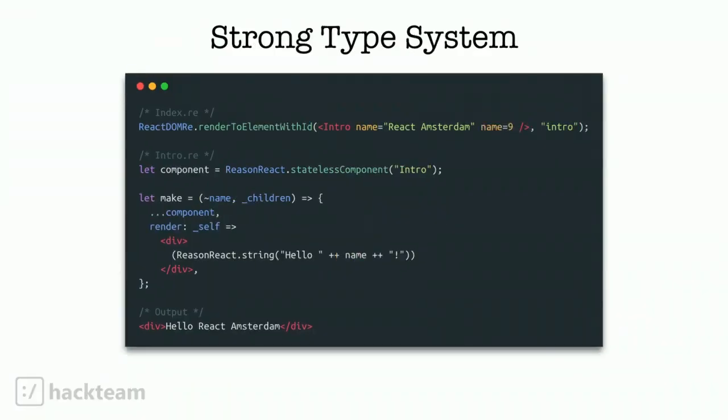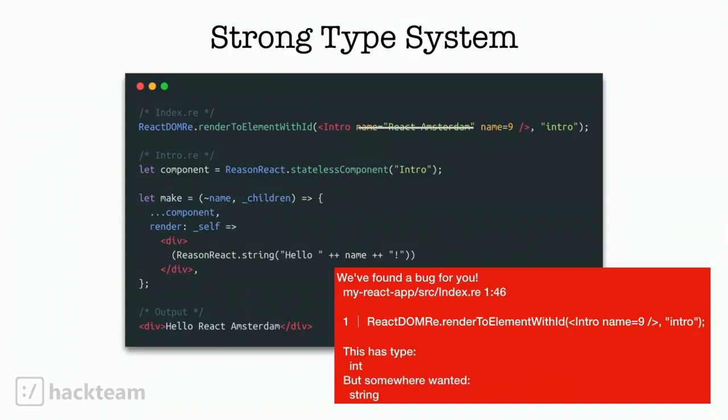So if we want to demonstrate the strong type system of Reason, we can easily do this just by changing our prop. Our prop used to be a string called name, ReactAmsterdam, and now we change the name to 9. What would happen? As you can see, inside your terminal you would get an error message saying we expected a string, but we got an int. A bit messed up here.